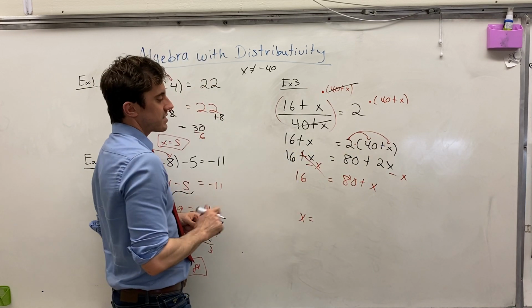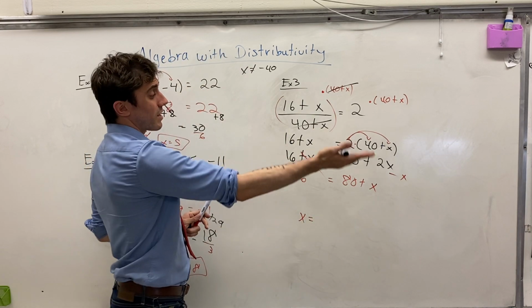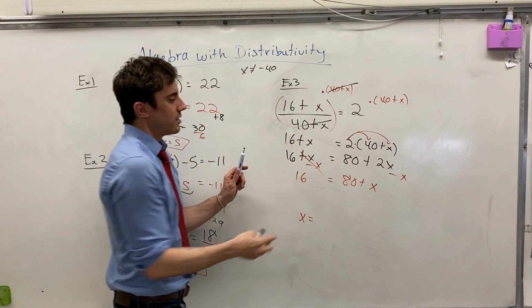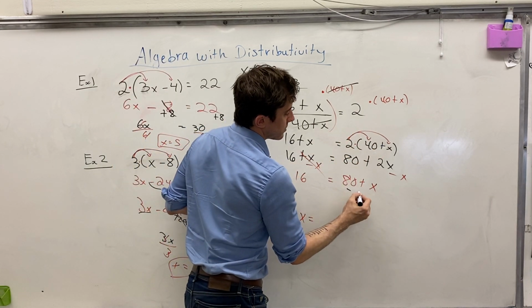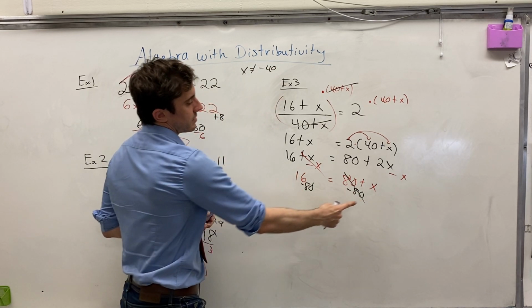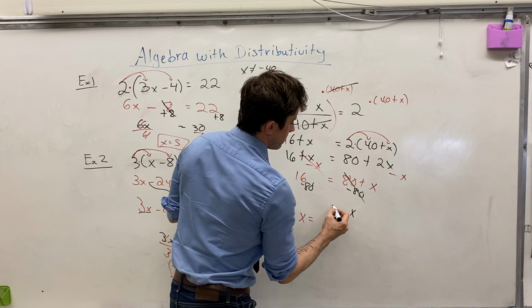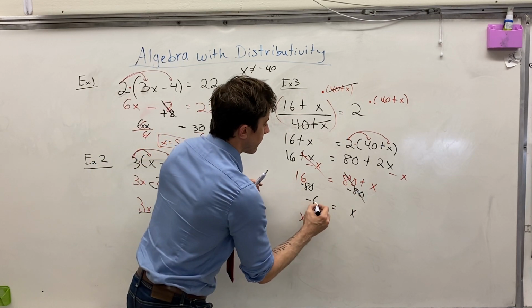And now we have 16 is equal to 80 plus x. We still want to get the x by itself. It's on the right side of the equation, but that's totally fine. We still want to get it isolated on one side, and so to do that, we can subtract 80, do the same thing on both sides, and we find that x now by itself is equal to 16 minus 80, for a value of negative 64.